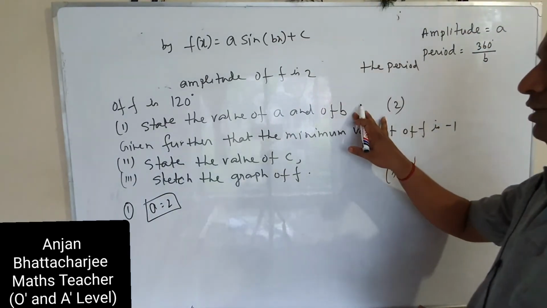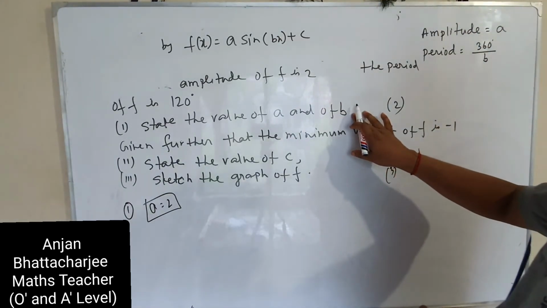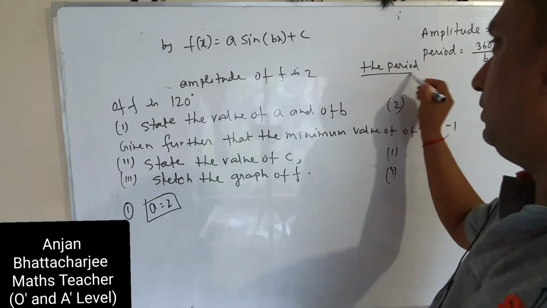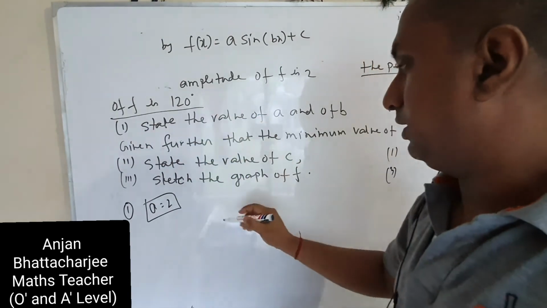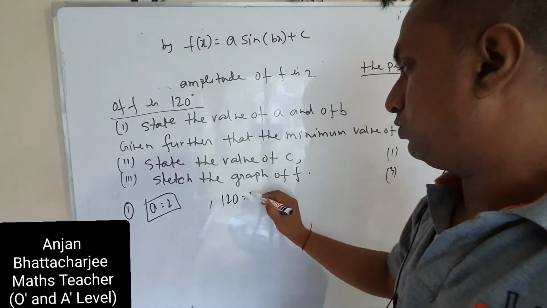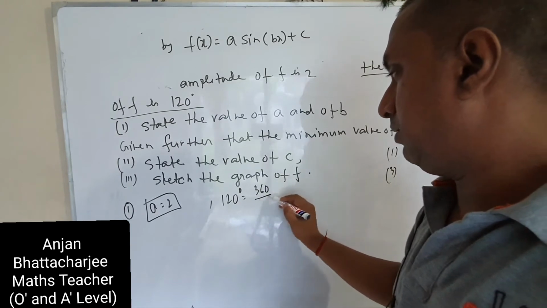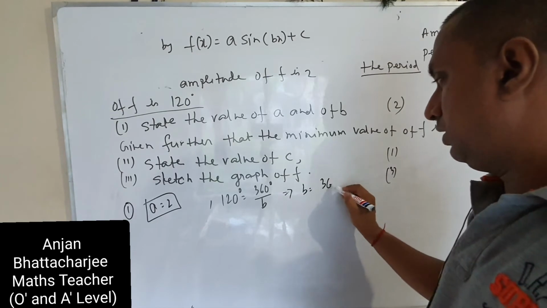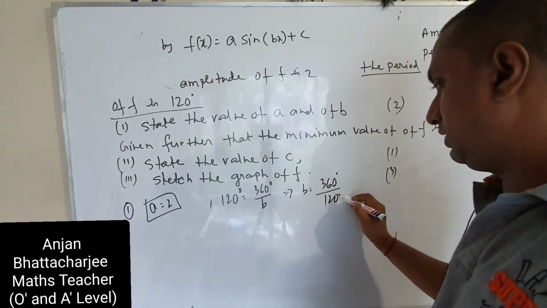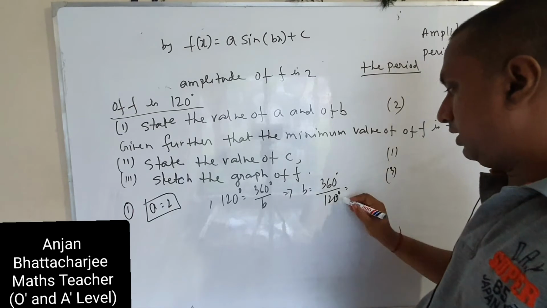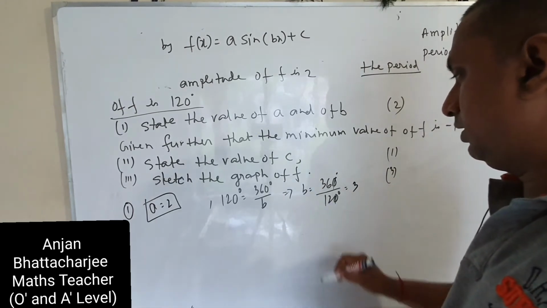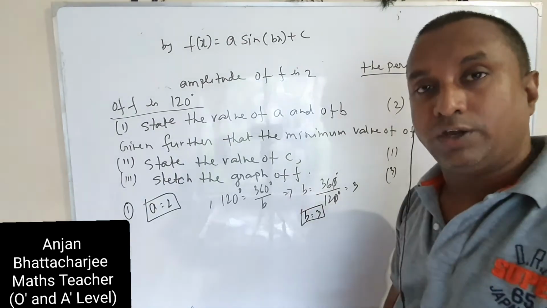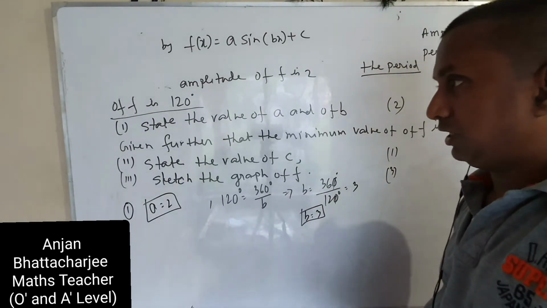Now to find the value of b, period is 360 by b. What about the period? The period of f is 120. That means 120 equals 360 divided by b. Now let us simplify. b equals 360 divided by 120. The zeros cancel, 36 divided by 12 is 3. So b equals 3. So we have got a equals 2 and b equals 3.